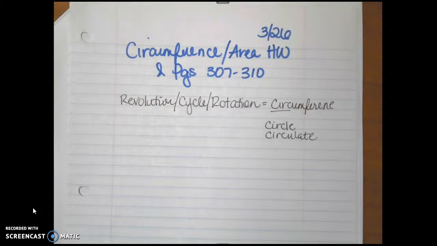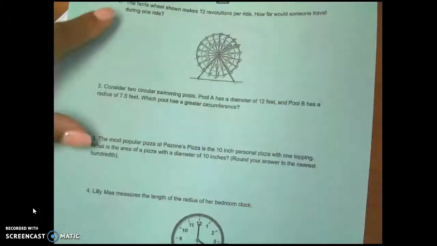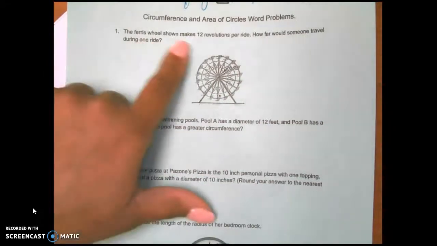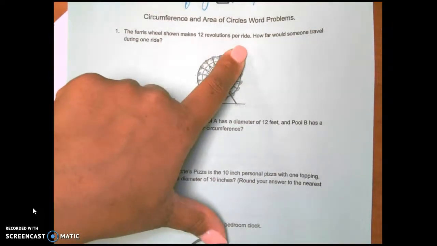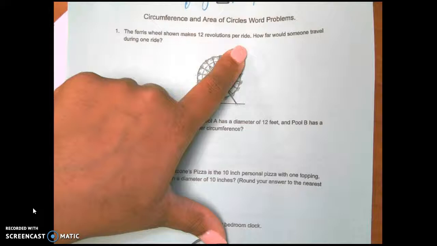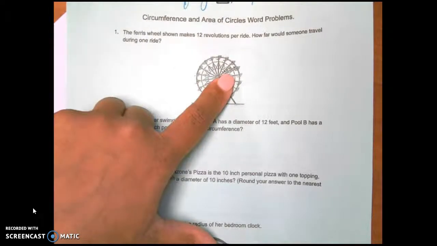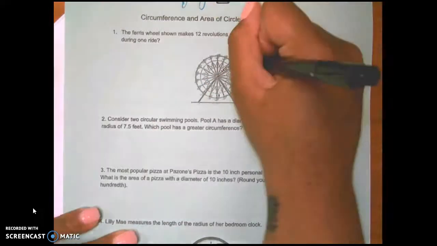So, looking at this question right here, the Ferris wheel shown makes 12 revolutions per ride. How far would somebody travel during one ride? Here, this says 14.0 meters.